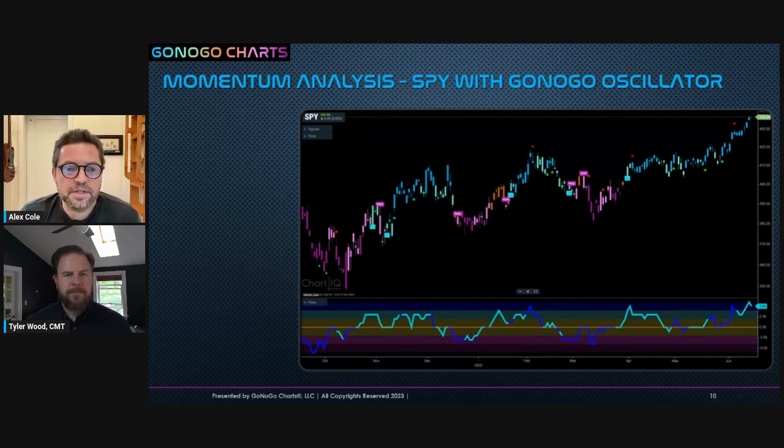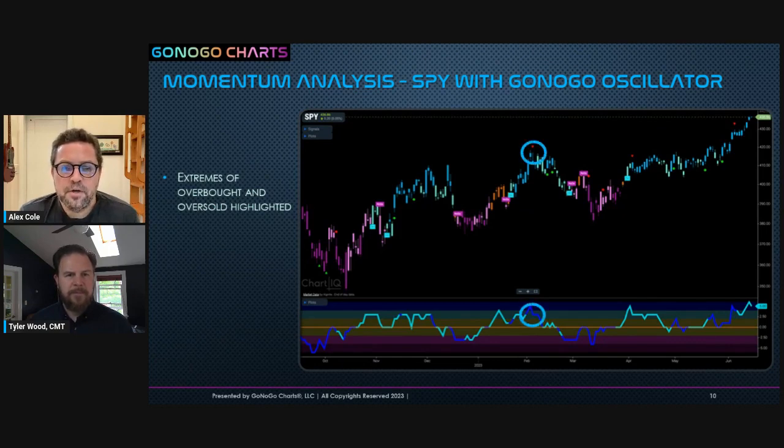And so what we have is one oscillator that blends some of the foundational concepts of momentum and some of the most robust tools into one line. And with that line, we can still do traditional momentum analysis. We can find areas of extreme overbought and oversold levels.